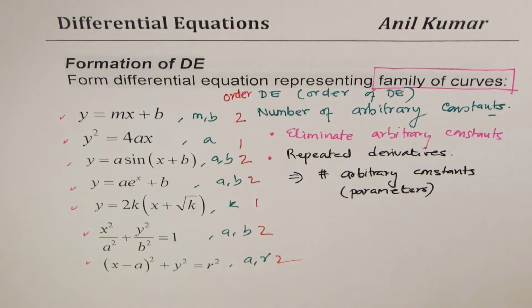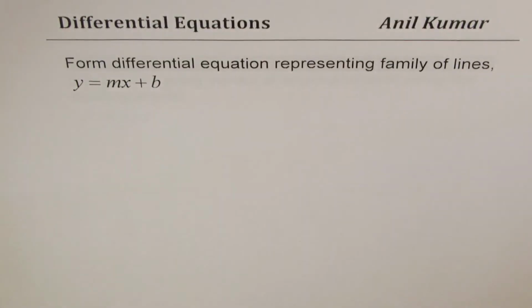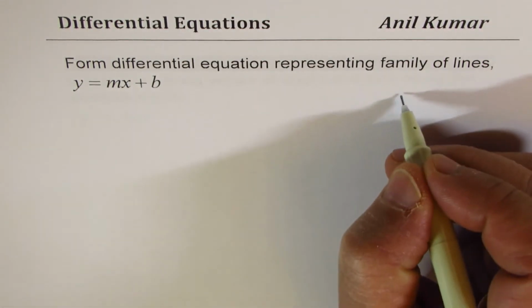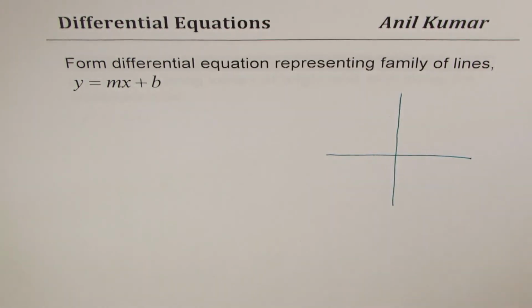So that is kind of a rule, right? So keeping that in mind, let's now begin solving these equations one by one, right? Let's begin with the very first one, which is form differential equation representing family of lines. So what we have here is y equals mx plus b.